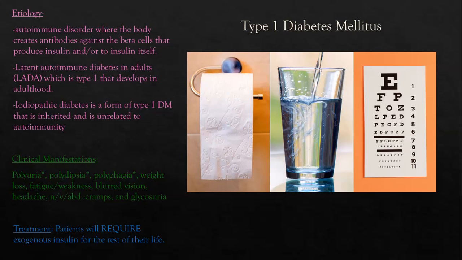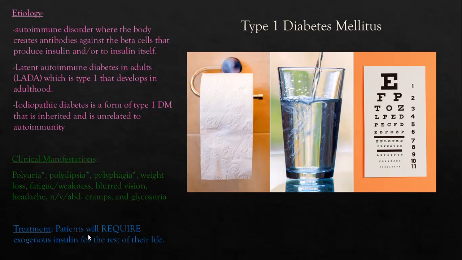NV is nausea, vomiting. You're going to see some shorthand in here. If you don't understand, please speak up, because probably more than one of you don't know shorthand. You'll just see it more and more often as you go through the program. So NV and ABD just means nausea, vomiting, and then abdominal cramps. And glucosuria is the sugar in urine.